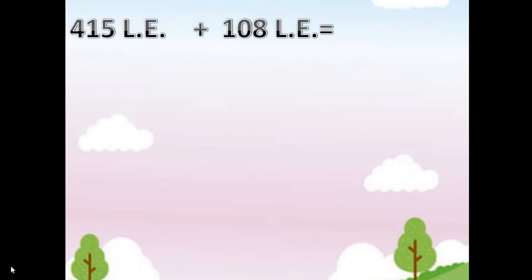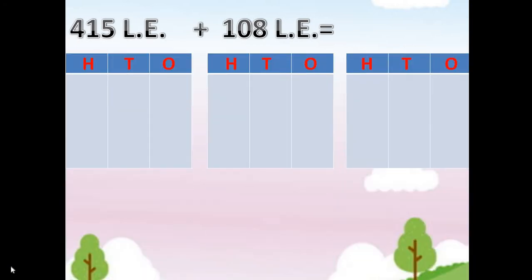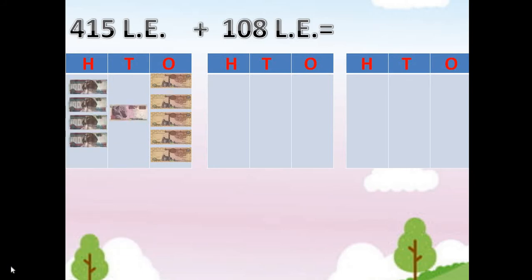Another example, 415 LE plus 108. First, I will draw the place value money math for each number, and I will represent each number. For 415, in the ones place, I will draw 5 ones, and in tens, 1 ten, and in hundreds, 400. For the other number, 108, in the ones place, I will draw 8 ones, and in tens, we have here 0, so nothing in the tens place. And in hundreds, 100 only.